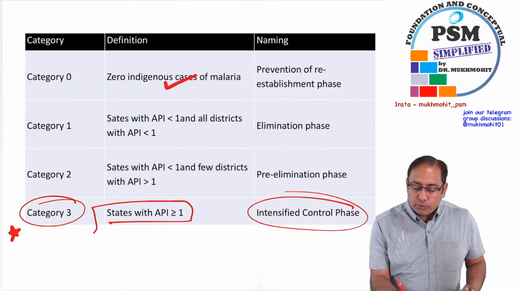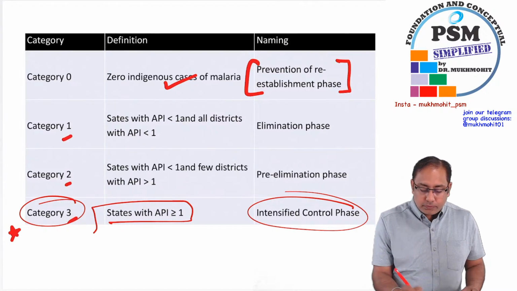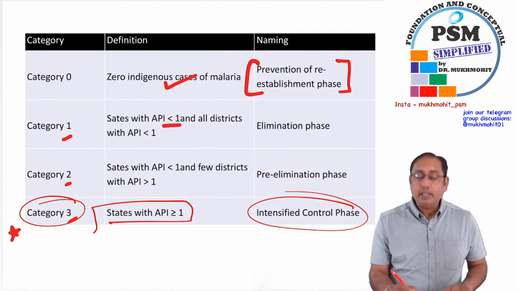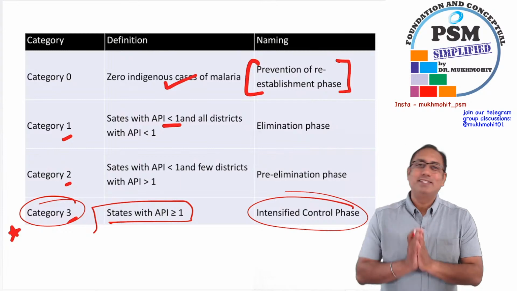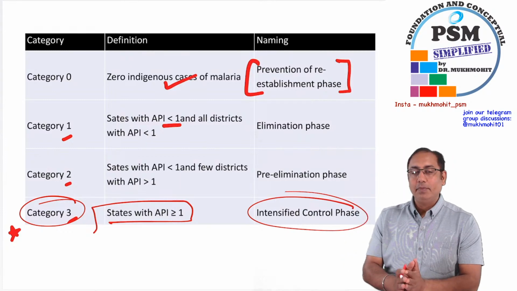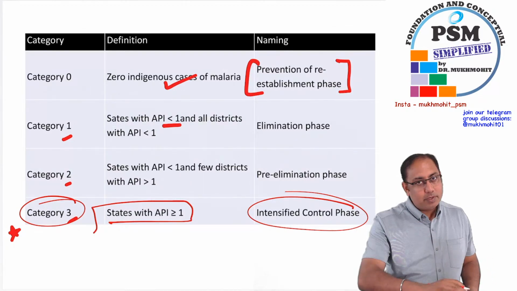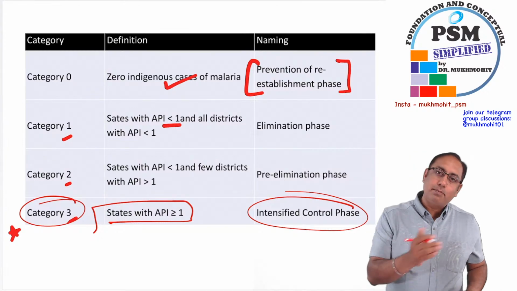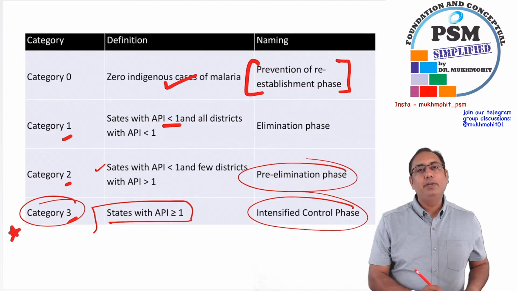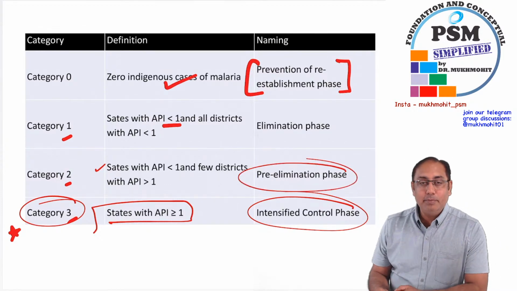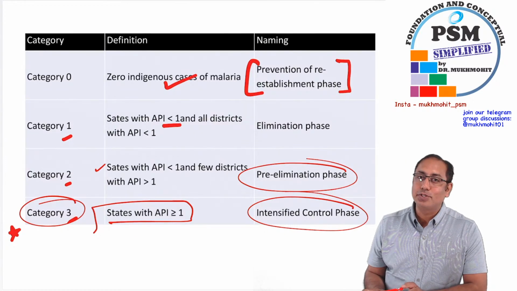Stage 0 is where there are no cases of malaria. This is called prevention of re-establishment. Then category 1, 2 and 3. Category 1 is if the API is less than 1 and every district in the state also has API less than 1. Category 2 is if the API of the state is less than 1, but some districts have less than 1, some have more than 1, and the average comes out to be less than 1. That is called category 2. It is called the pre-elimination phase. So what is the elimination phase for a state? The elimination phase is if the API of the state is less than 1 and every district is also less than 1.